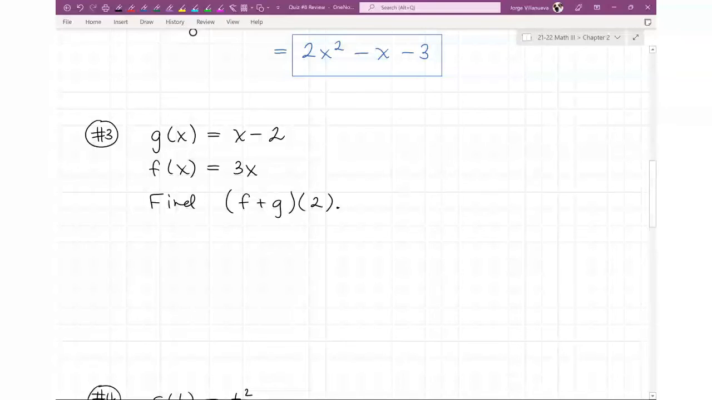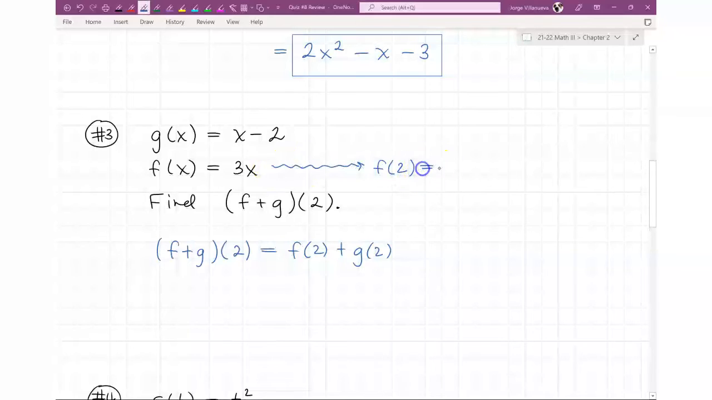So we'll see. So let me start this problem off here. So f plus g of 2 is equal to f of 2 plus g of 2. All right, so f of 2, that's the first thing I'm going to find. So what I'm going to do is go to the f of x function, which is right there. And I'm just going to find f of 2.